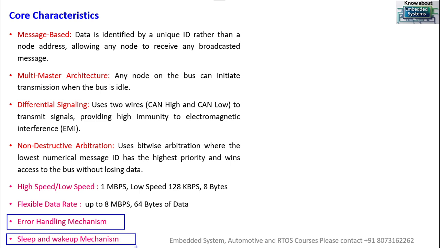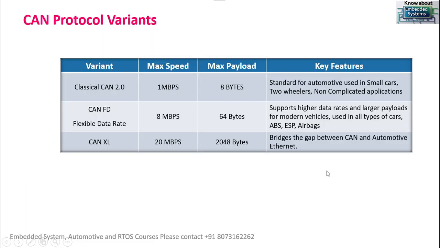So these are all important points, or core characteristics, of your CAN protocol, and you should know them before going to the interviews. I hope you are clear with these points. So what are the CAN protocol variants? You should know this also before going for any interviews. What are the different variants available in the CAN? There are three different variants available in the CAN. One is called classical CAN, or standard CAN, and we have CAN FD and we have CAN XL. These are the three major variants available in the CAN.